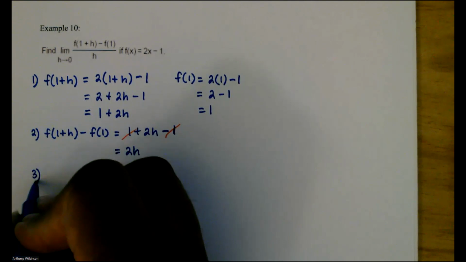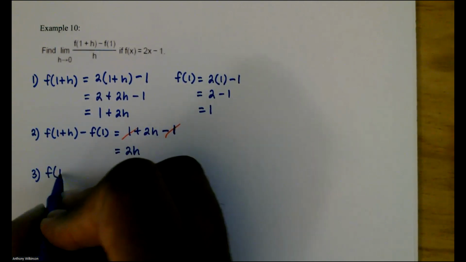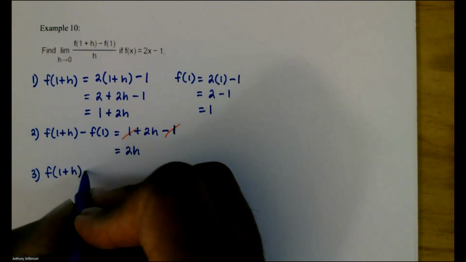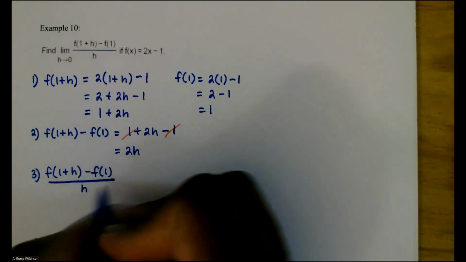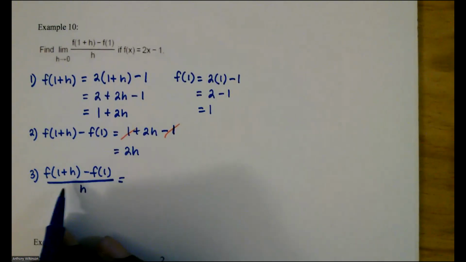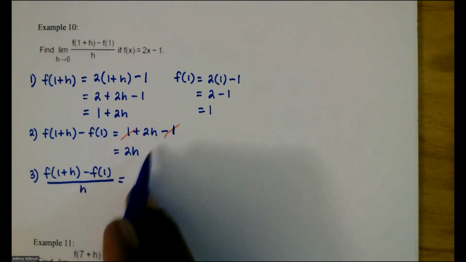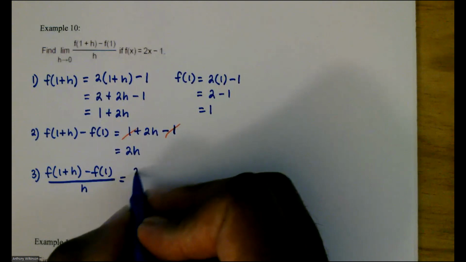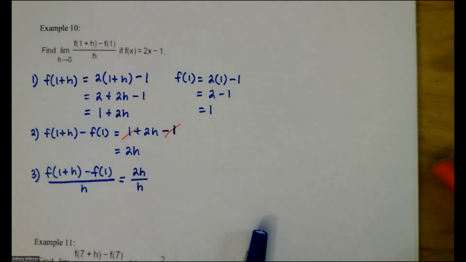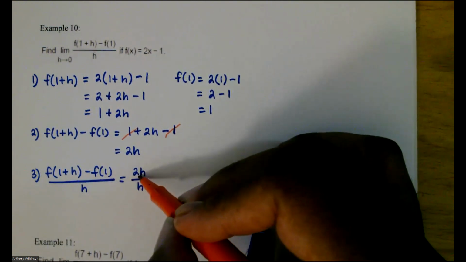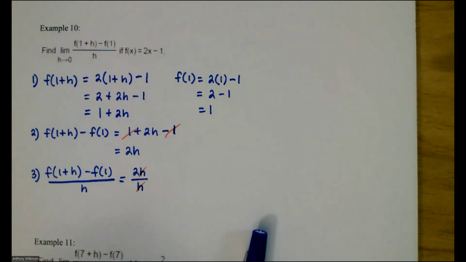Now I'm going to write step number 3, which is that f of 1 plus h minus f of 1. That difference will be divided by h. Well, f of 1 plus h minus f of 1 turned out to be 2h. So 2h will be divided by h. And here the h's divide out. I'll be left with just 2.